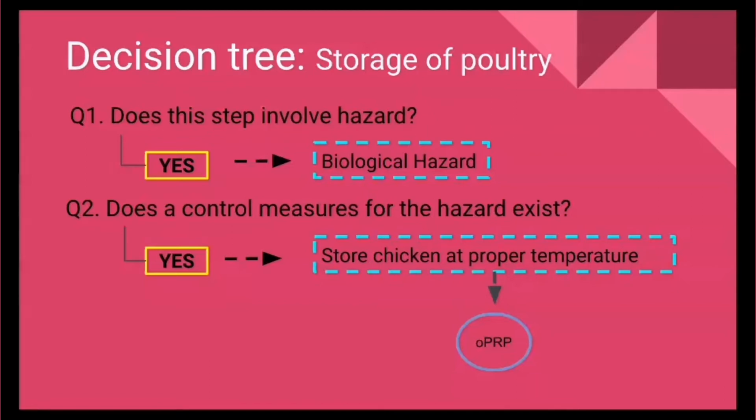So this is the decision tree for storage of poultry, where the hazard involved is biological hazard, and the control measure for biological hazard is to store the chicken at proper temperature. If the chicken is stored in a freezer, we must store it below 0 degree Fahrenheit. This question 2, I label it as OPRP as it determines that this step is not really CCP.